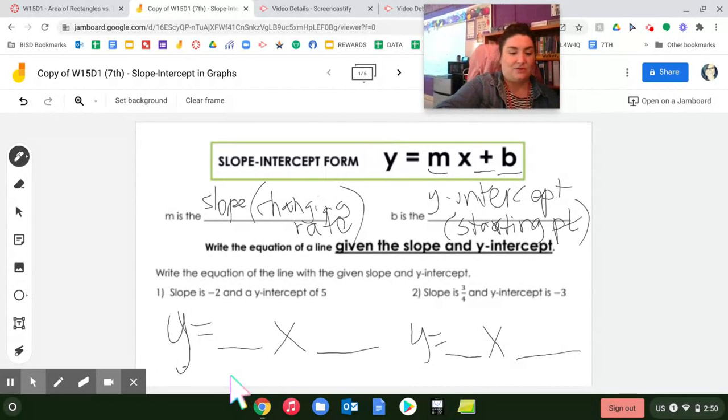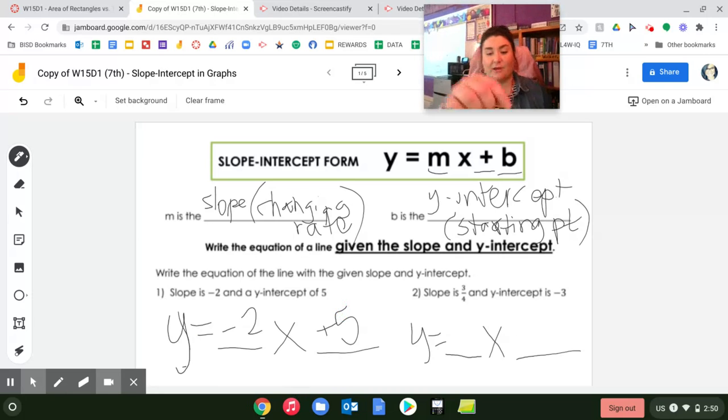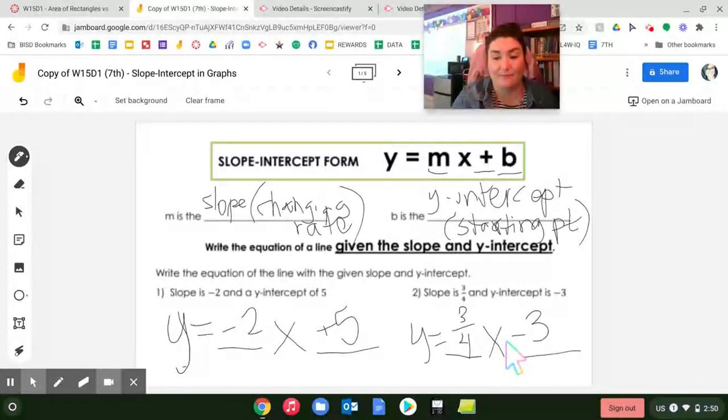So y equals, here on number 1, your slope is negative 2. Your y-intercept is positive 5. That's it. That's my equation right there. Y equals negative 2x plus 5. Okay, number 2, your slope is 3/4. Your y-intercept is negative 3. So my equation is y equals 3/4 x minus 3. Okay, those are easy enough because they just give us the information.